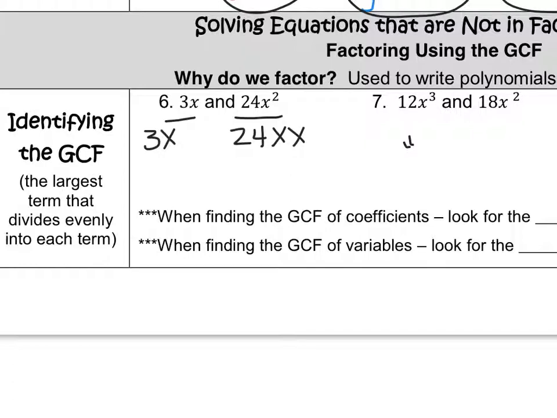We're going to start with numbers. And on both of these, if I start with my numbers, my coefficients, there's a 3 in both of them. So 3 is common in both of them. Now I'm going to look at my variables. I have 1x over here. I have 1x over here. I have 1x that's in common in both of them. So I've got 3x is my greatest common factor. That's the most that both of them have in common.